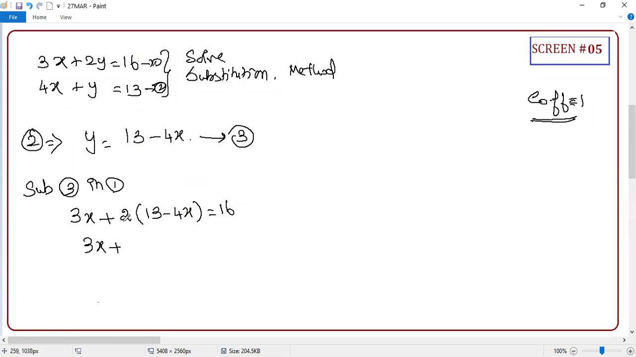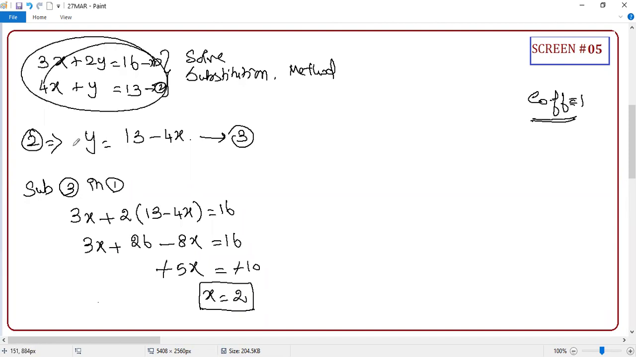Guys, 3x, 2 13s are 26, no? 26 minus 8x equal to 16. Can you tell me 3x minus 8x is minus 5x? 26, if you bring that side, it will be minus 10. Can you tell me what is your x? 2. Why? When it was like this, you were not able to find the answer. The moment you substitute this value, you are able to find the value of x.